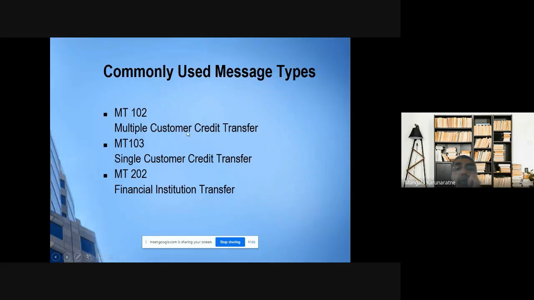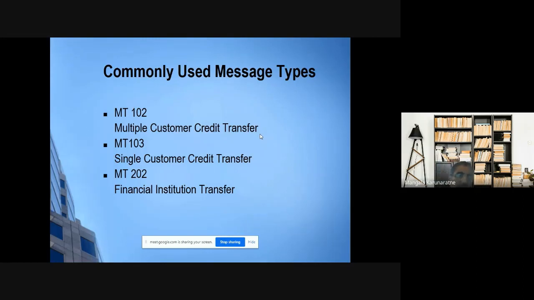MT102. Now this message, you can have multiple customers in this message. You can include multiple customers, right? So to the same institution, right? So say Bank of Ceylon wants to send a remittance fund transfer of 10 customers to Commercial Bank, then you can have all in this 102 message, right?